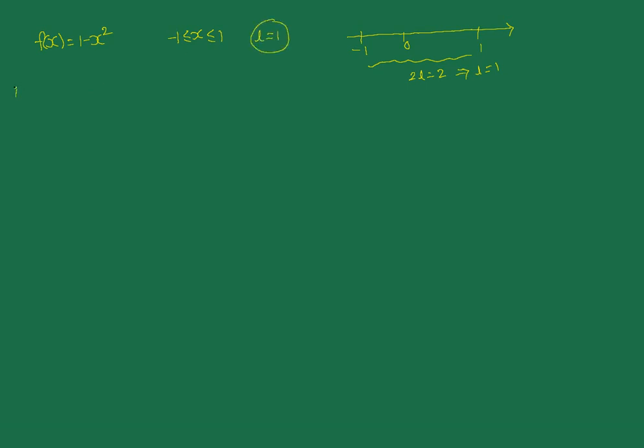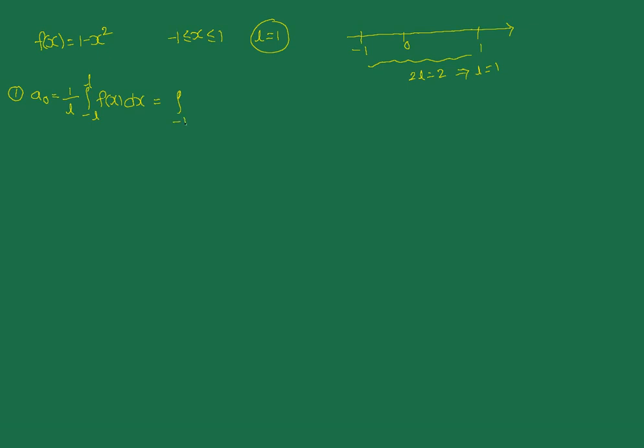So first we have to find out A naught. A naught is equal to, what is the formula? 1 by L into integral minus L to L f of x dx. L is equal to 1.